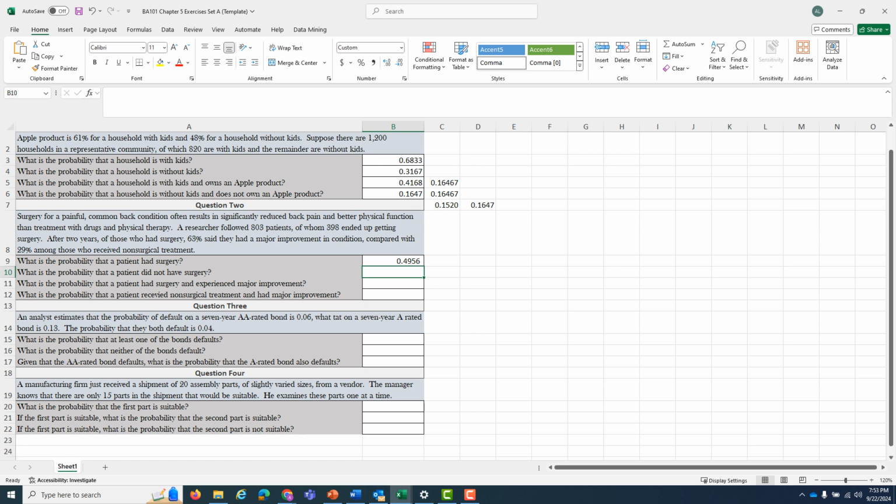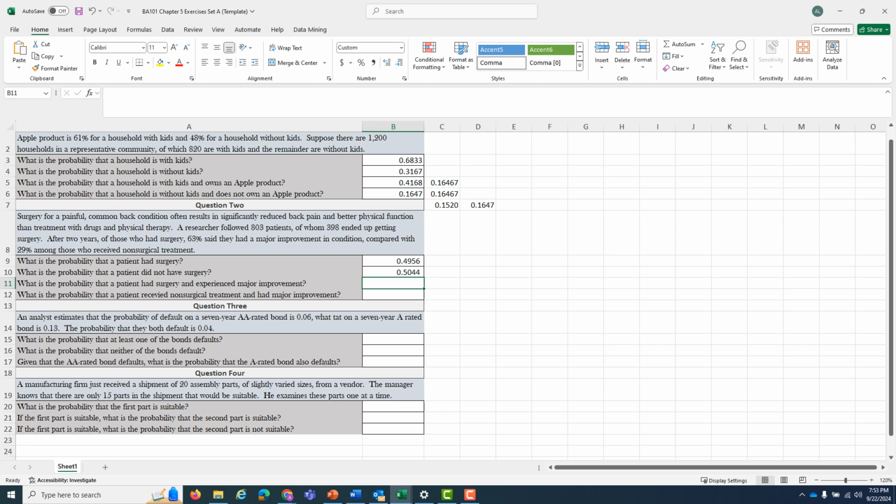What's the probability that any one given patient in this case did not have surgery? It's another complement function. If we know that everybody either had surgery or didn't have surgery, and we know this is the percentage of people that had surgery, 1 minus that has to be the percentage or probability of people that did not have surgery, 0.5044. We're asked to find, next up, what is the probability that the patient both had surgery and saw major improvements? Well, that's a joint probability, two of them together.